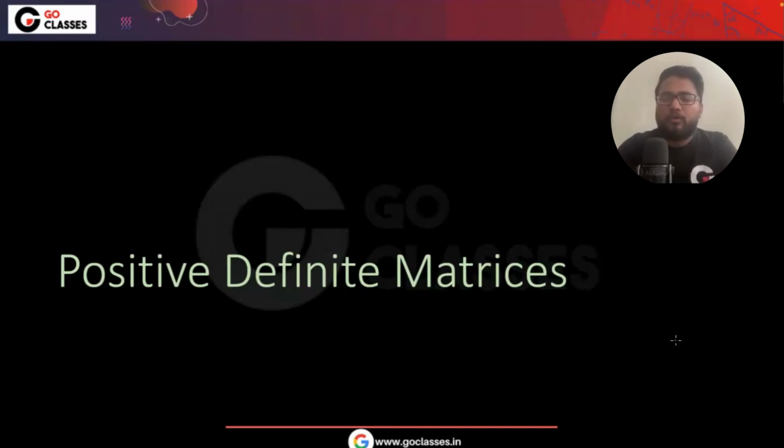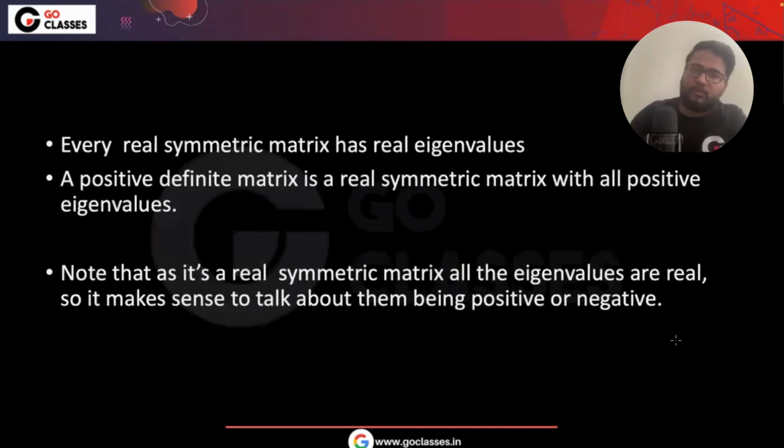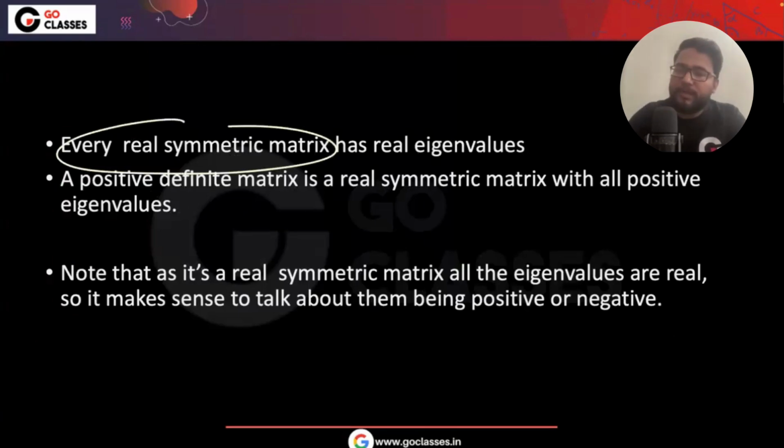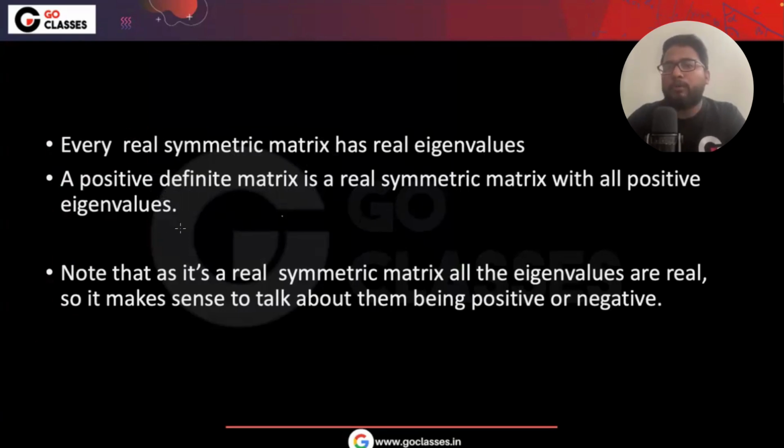Before I talk about positive definite matrices, you might already know about symmetric matrices, right? There is one important property of symmetric matrices: if it is a real symmetric matrix, then there will be real eigenvalues. A positive definite matrix is a real symmetric matrix with all positive eigenvalues. For real symmetric matrices you have real eigenvalues, but positive definite matrices are real symmetric matrices where the eigenvalues will be positive also.